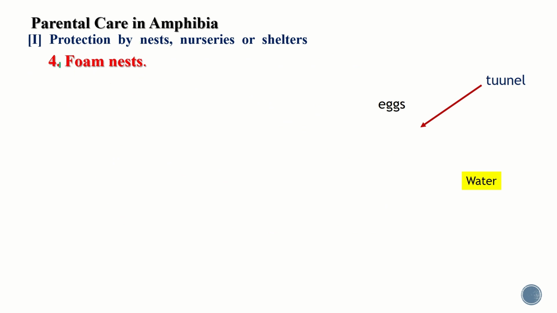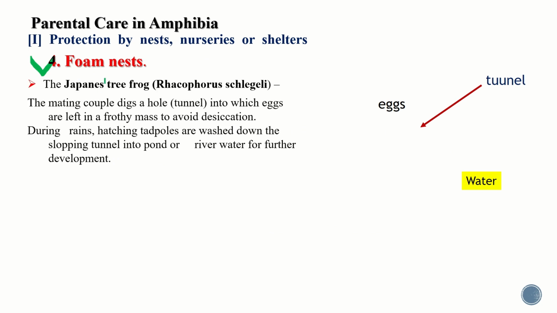Again, there are four steps forming the foam nest. This foam nest is made by many amphibians, like the Japanese tree frog, Rhacophorus. The mating couple, or breeding couple, can dig a hole, which is called a tunnel. They form a tunnel into which the eggs are left in a mass to avoid desiccation. And during the rains, the hatching tadpoles are washed down the sloping tunnel into the pond or river water for further development.